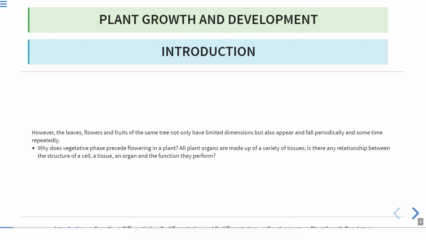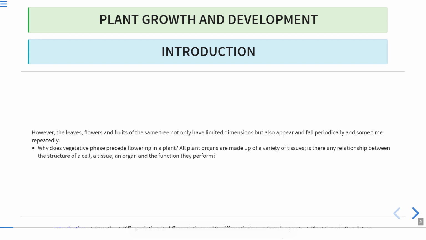Suppose we talk about the leaves. Leaves are an organ that performs the process of photosynthesis, right? They are the major organ that performs photosynthesis because they have a lot of chloroplasts in their cells. And if you see the arrangement of the cells and the tissue, it is very different from what you see in the case of the stem and the roots, right? So there must be some relationship between the cells and the tissue.